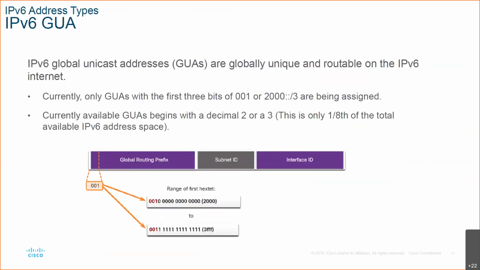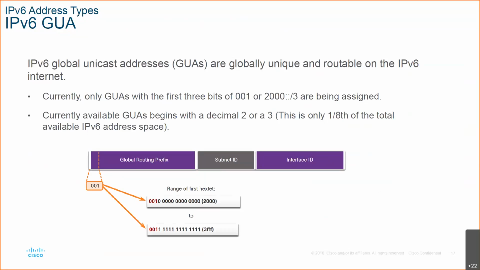Now, when you give your global unicast address, at present, only the first 3 bits are distributed. That's why our IP version 6 addresses always start with 2000. Only the first 3 bits, and this is only 1/8 of the total available IP version 6 address space. And we haven't even filled up these.